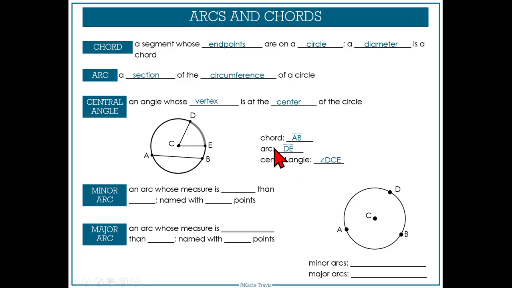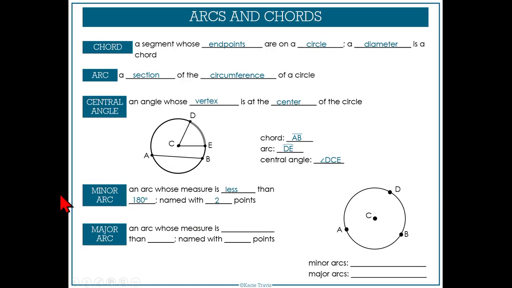All right, now we talked about an arc earlier as just this portion of the circumference, but there are two types of arcs. We have minor and major. Just like how you think that these might work, a minor arc is smaller and a major arc is bigger. But let's get more specific. A minor arc is an arc whose measure is less than 180. When we name these, we're naming them with 2 points.